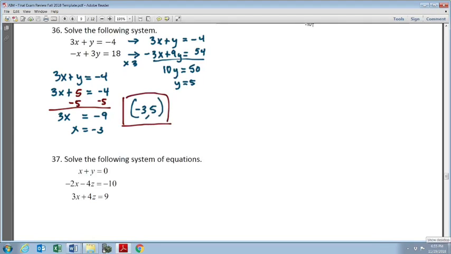I want to remind you that you could plug that into both equations and it should make the equations true. You can do that on a calculator in less than 30 seconds, so it's a good idea to check your answers.